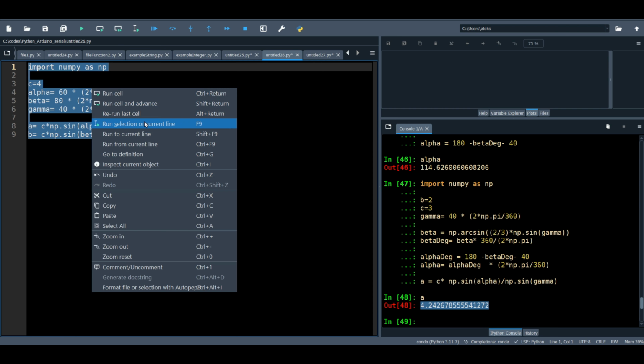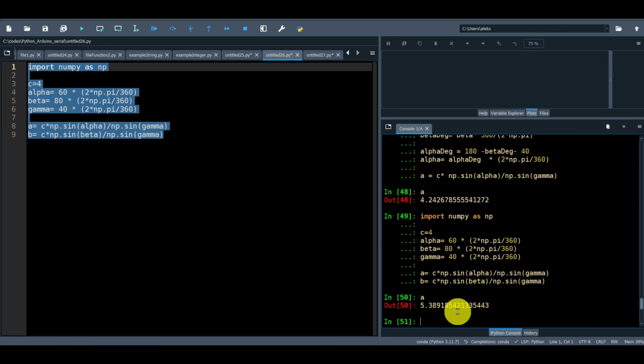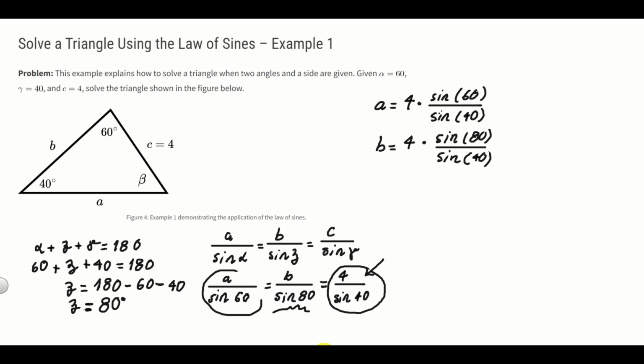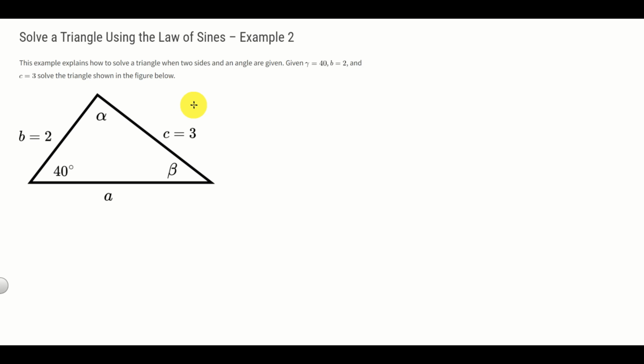Let's evaluate this and let's see the result. A is equal to this number and b is equal to this number. And I will write a rounded version of these two numbers over here. Actually, this is the expression for b. I apologize. So b should be 6.128 and a should be 5.389. And that's it.